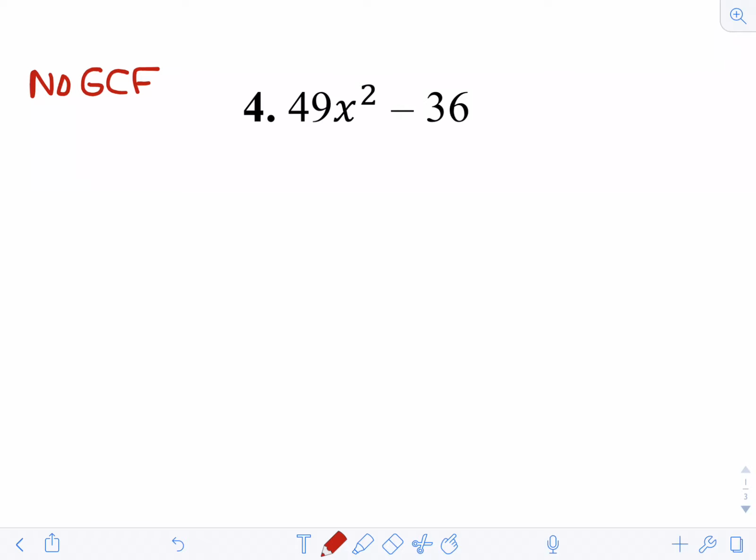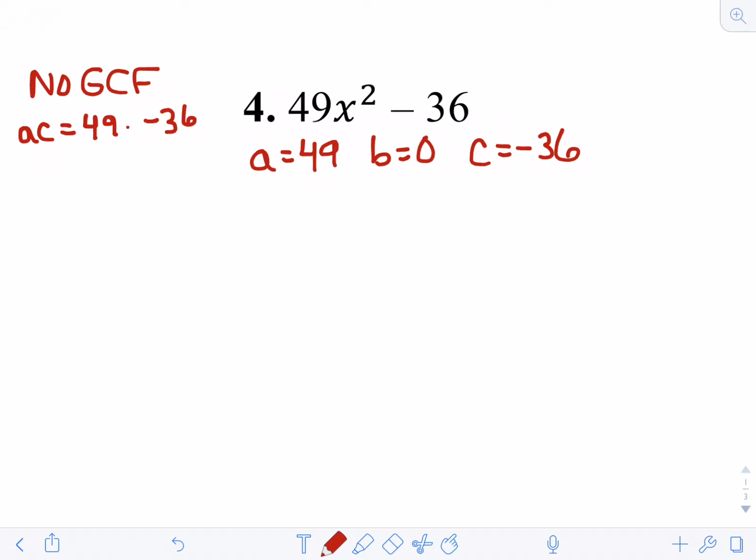Oh, this is going to be a fun one. So we have A is equal to 49, B is equal to 0, and C is equal to negative 36. So for AC, we have 49 times negative 36. AC is equal to, and I can't do that one in my head, 49 times 36, which is negative 1,764. So we have to find two numbers that will multiply to give me 1,764 that are the same.